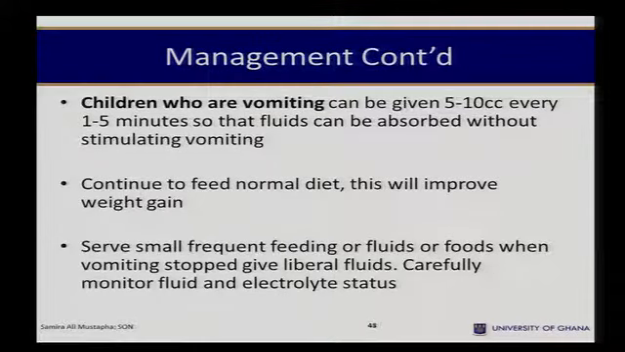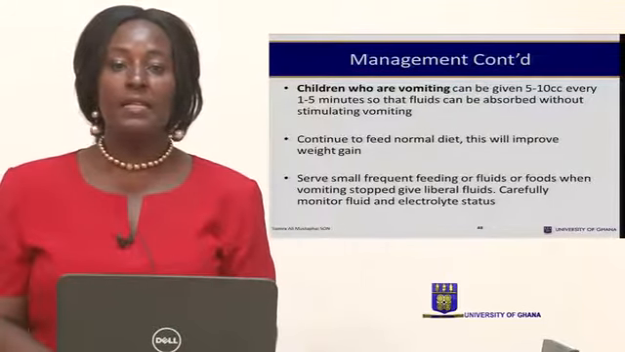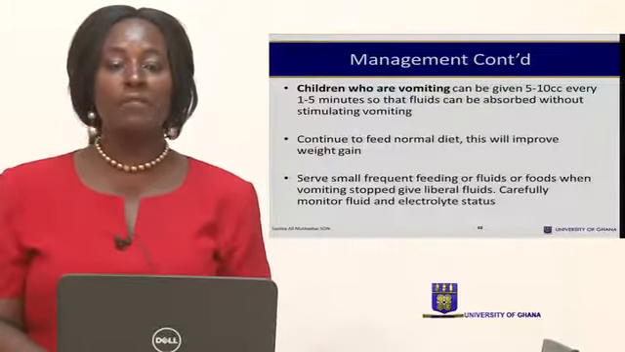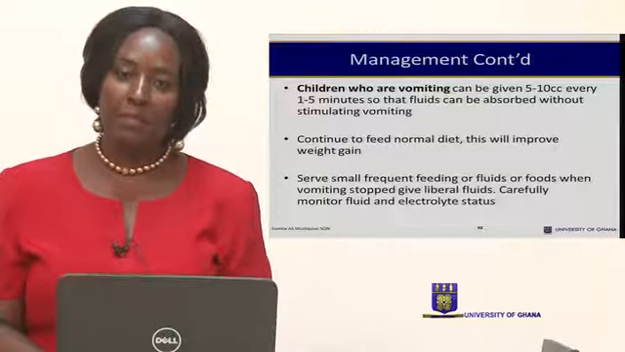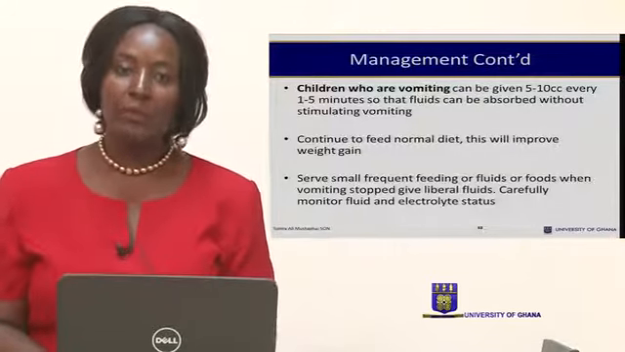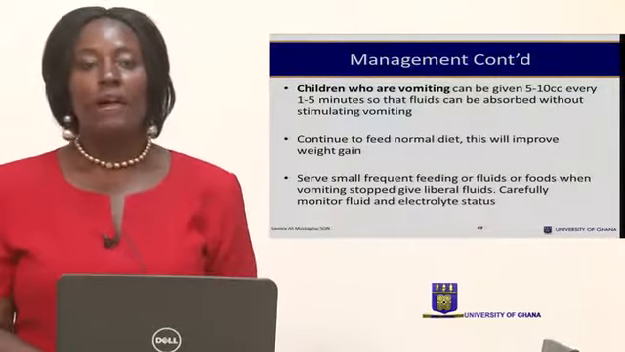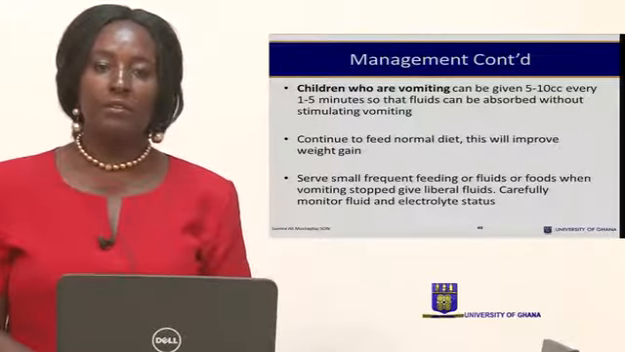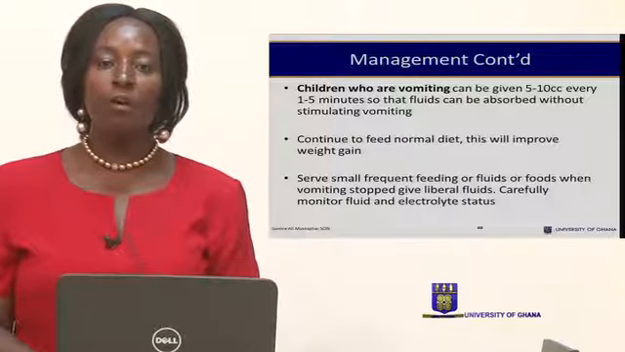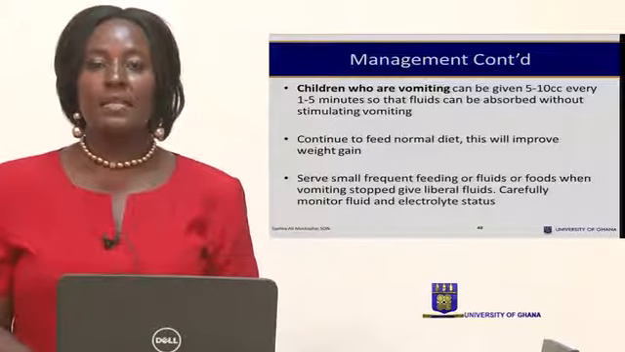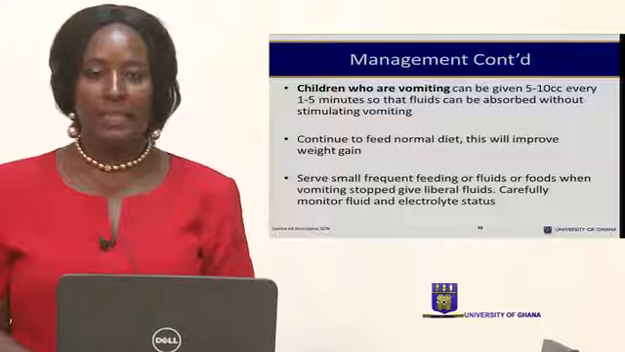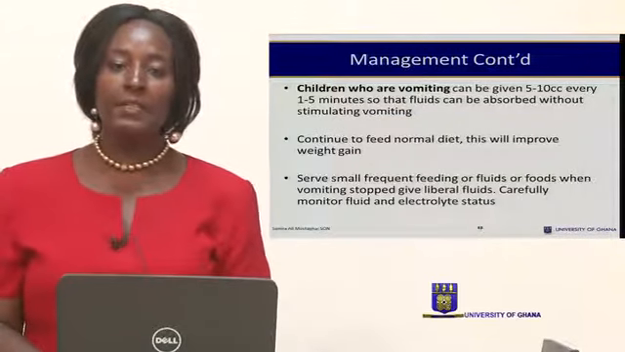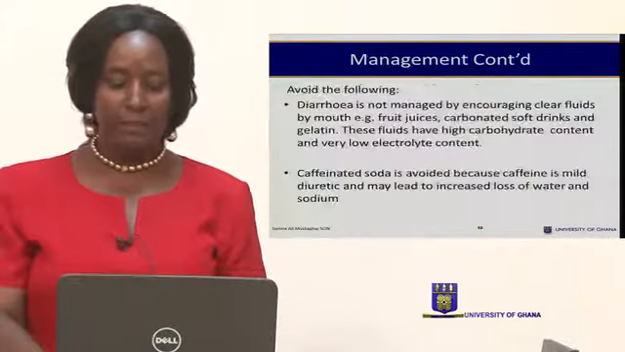Children who are vomiting can be given 5 to 10 cc every 1 to 5 minutes so that the fluids can be absorbed without stimulating vomiting. So small amounts, a tablespoon or two every 1 to 5 minutes, will go a long way to prevent dehydration, and continue to feed normal diets, as it will improve weight gain, and serve small frequent feeds that the child can tolerate.